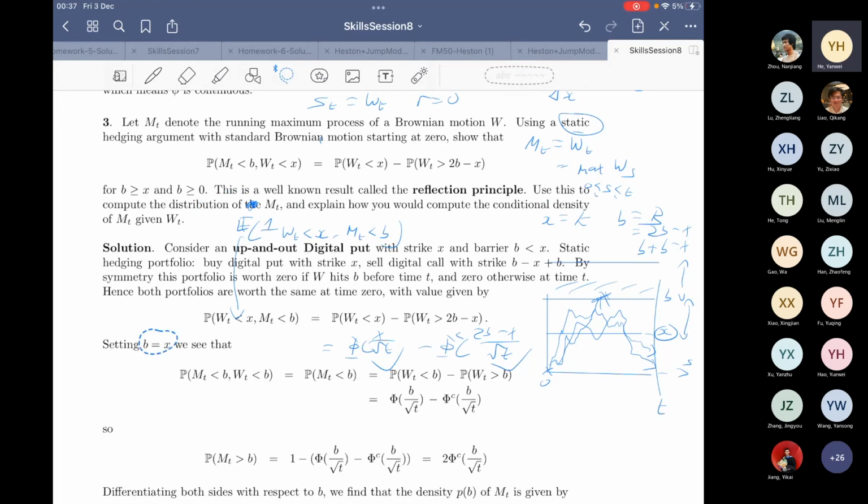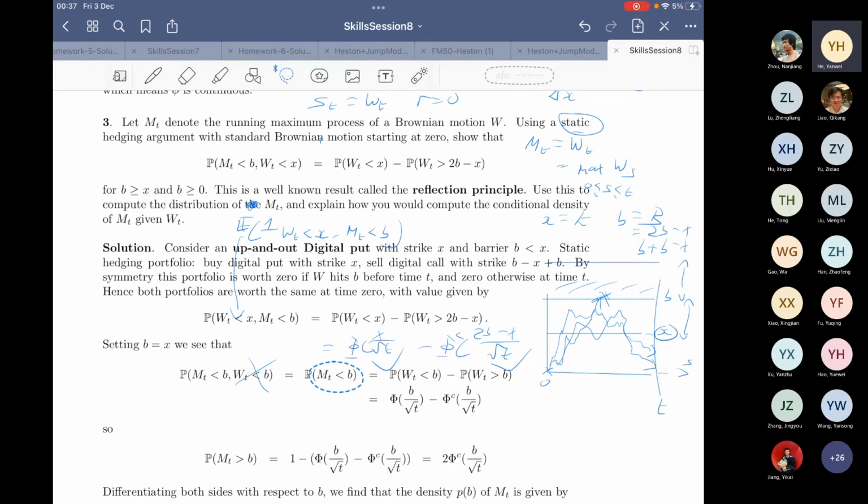So if we set B equal to X in this formula, we get the probability that MT is less than B and WT is less than B. But the event on the inside here, MT less than B, implies WT is less than B, because if the maximum is less than B, how is the Brownian motion going to be larger than the maximum? So we don't actually need this part, and that just simplifies to this. So that's the key observation.